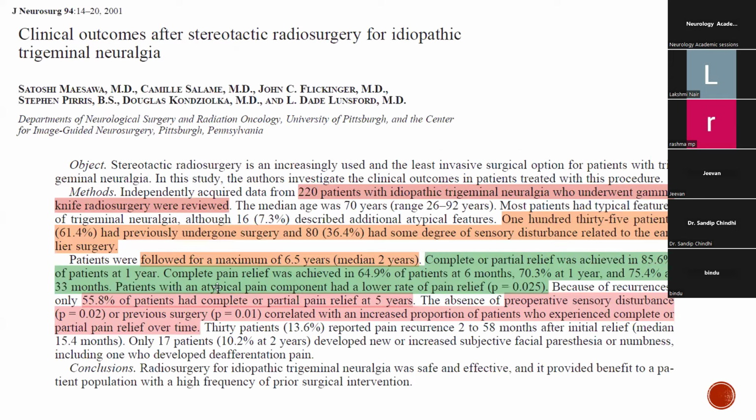This study included 220 patients with idiopathic trigeminal neuralgia, of whom 125 had previously undergone surgery and 80 had some degree of sensory disturbance related to the earlier surgery. The patients were followed up for a maximum of 6.5 years. Complete or partial relief was achieved in 85% of patients after stereotactic radiosurgery at 1 year, and complete pain relief was observed in 64.9% at 6 months. The absence of preoperative sensory disturbances as well as previous surgery correlated with an increased proportion of patients who experience complete or partial pain relief over time.